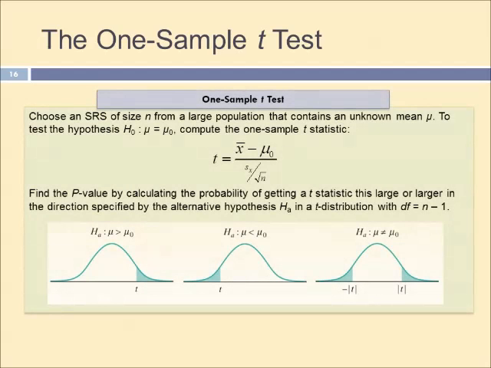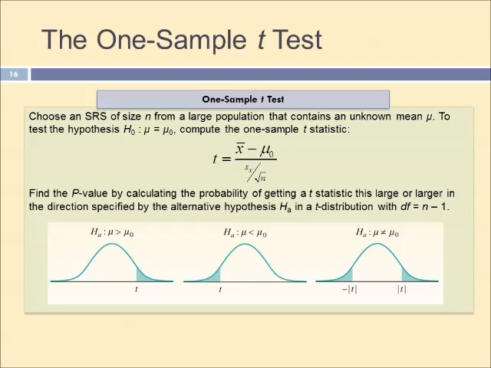Now we're going to talk about a one-sample t-test, and that's a hypothesis test. So we choose a simple random sample from a large population that contains some unknown mean, and we want to test the hypothesis that our mean equals some hypothesized value. And the t-statistic that we're calculating here, again, is very similar to the z-statistic we had before. It is the sample mean minus the hypothesized mean, same thing we had, divided by, in this case, the standard deviation of the sample over the square root of the sample size.